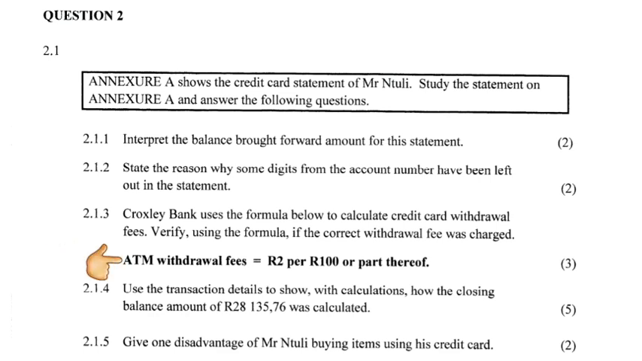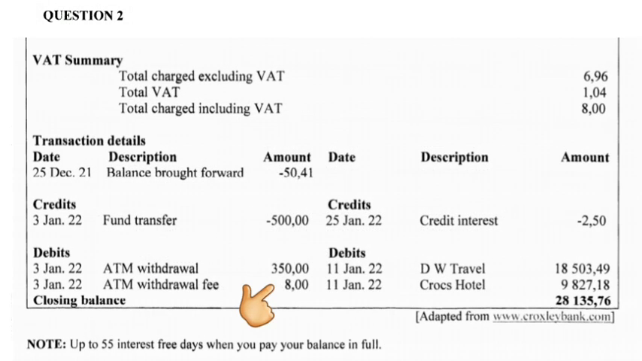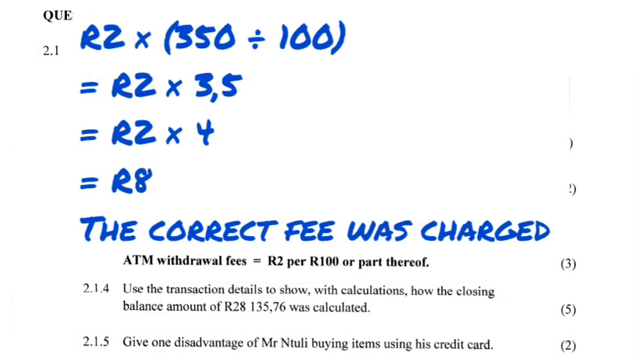It says ATM withdrawal fees equals 2 rands per 100 rand or part thereof. The part thereof just means that they charge 2 rand for every 100 rands, but what if you withdrew 80 rands? They will still charge you for 100 rands. Basically they are saying we round off everything up to the nearest 100. So we are seeing there that under debits, after he withdrew 350, they charged him a withdrawal fee of 8 rands. So we are trying to calculate if that 8 rands they charged him is accurate for that 350. So what you're going to do is plug into the formula.